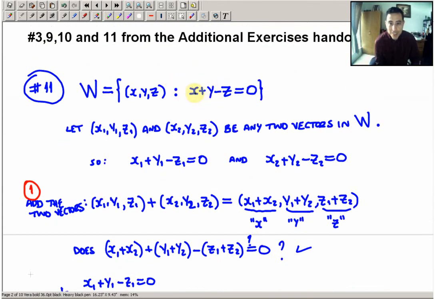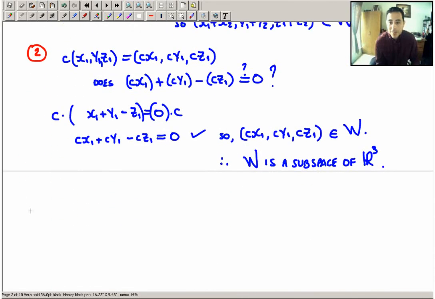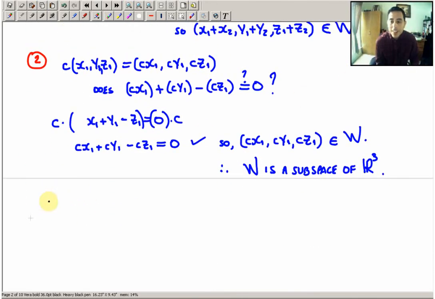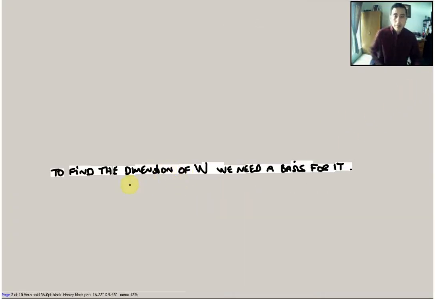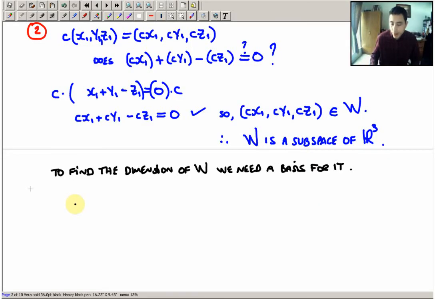The only way to know how they look like is to solve this equation, right? You want to know who the x, y, and z are? Solve this equation here. How do we solve this equation? Well, it's just a system with one equation, right? So let me write this here. To find the dimension of W, we need a basis for W. So let's look at how the vectors are in W. Vectors in W need to obey this equation here. So let's solve it.